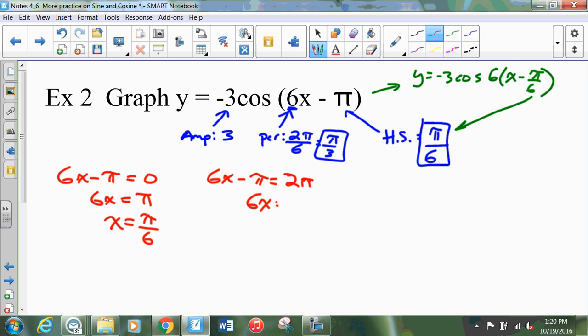I'm having a little issue here. So let's see, I'm going to add pi. So I get 3 pi. I'm going to divide by 6. So I get x equals 3 pi over 6, or x equals pi over 2.